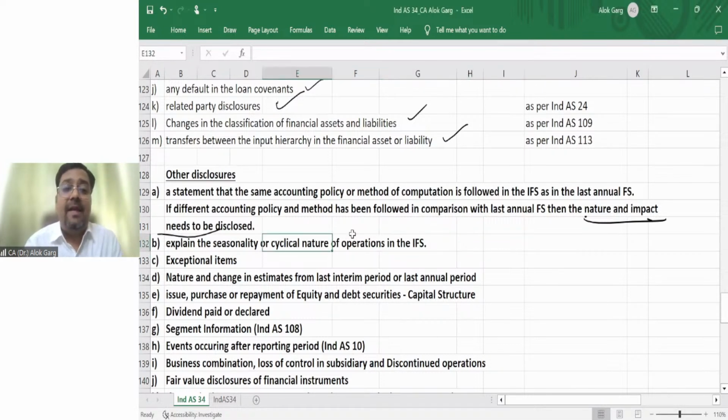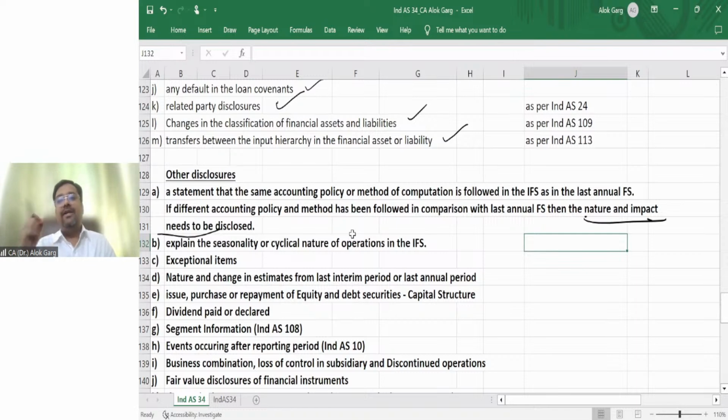Point number B: explain the seasonality or cyclical nature of operations in the interim financial statement. For example, the woolen industry. Their quarter one and quarter two, I mean June and September revenue, their business operations are comparatively much lower than quarter three and quarter four, which is December and March, right? Why? Because the woolen industry is cyclical in nature.